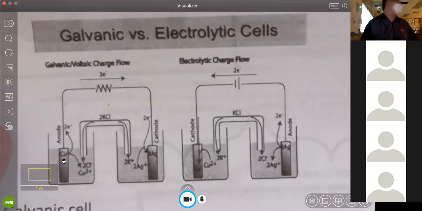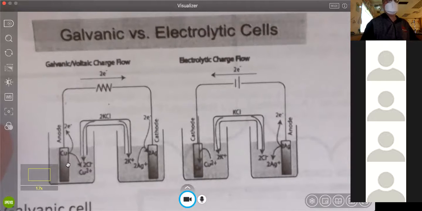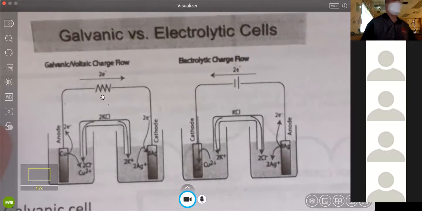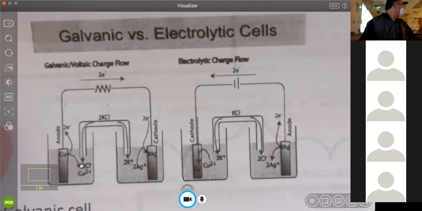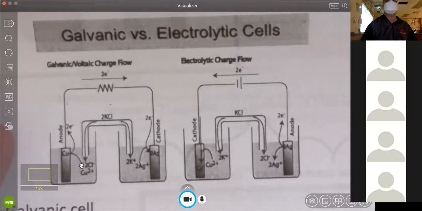The copper atoms in this anode, as they lose those electrons, what happens to them? They go into solution. But since the charge here would become positive and the charge over here would in a sense become negative, we need what's called a salt bridge. That salt bridge has ions of, in this case, potassium and chlorine. The potassium ions will go down to counterbalance the negative, and the chlorine will come down to counterbalance the positive. That's the Daniel cell, or the voltaic, or the galvanic cell.